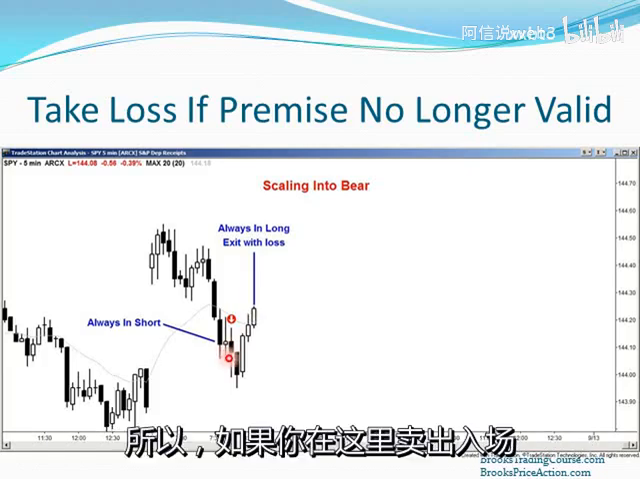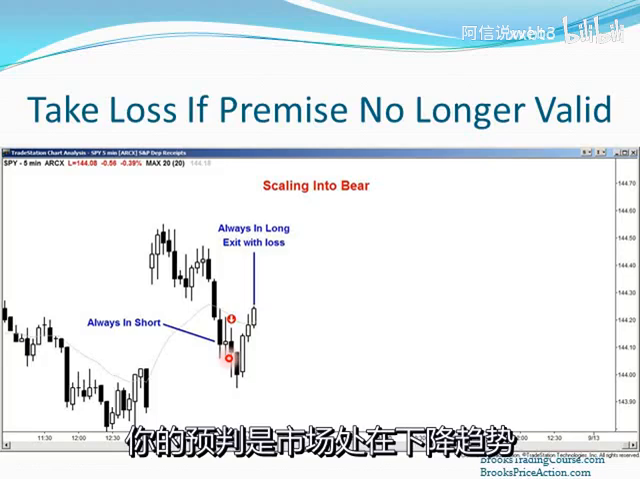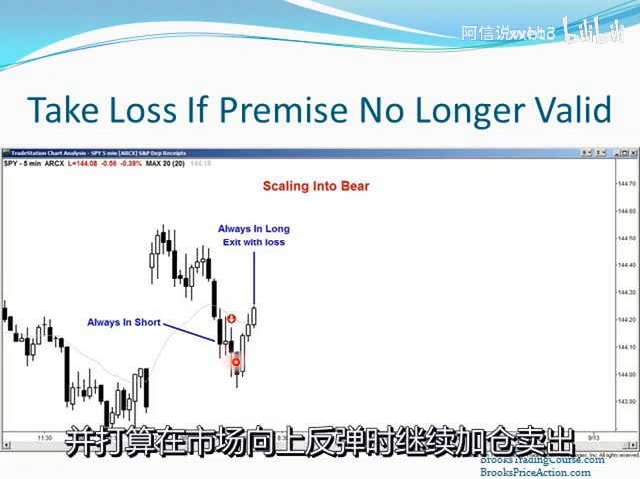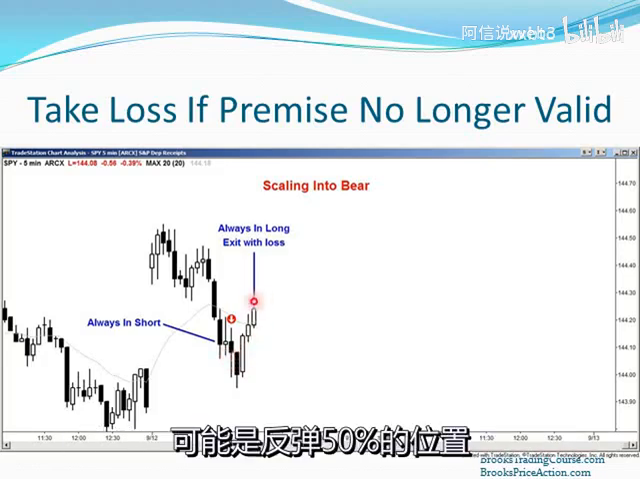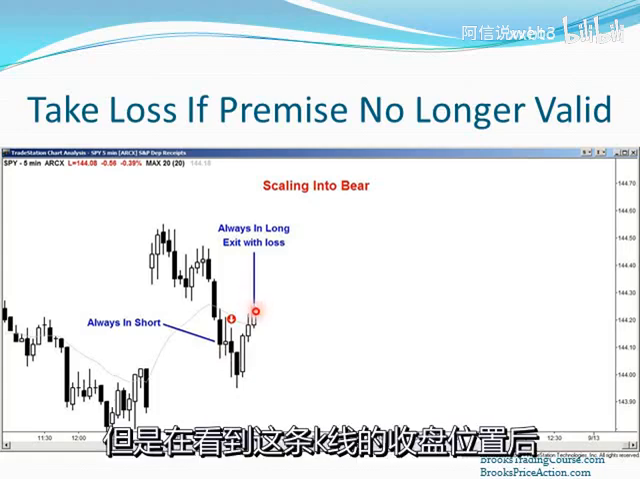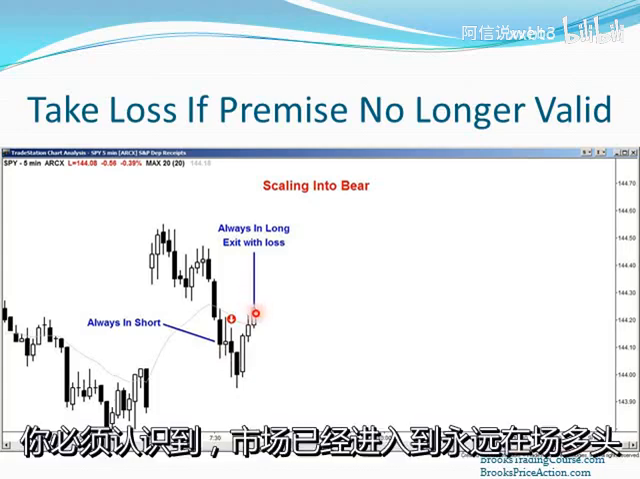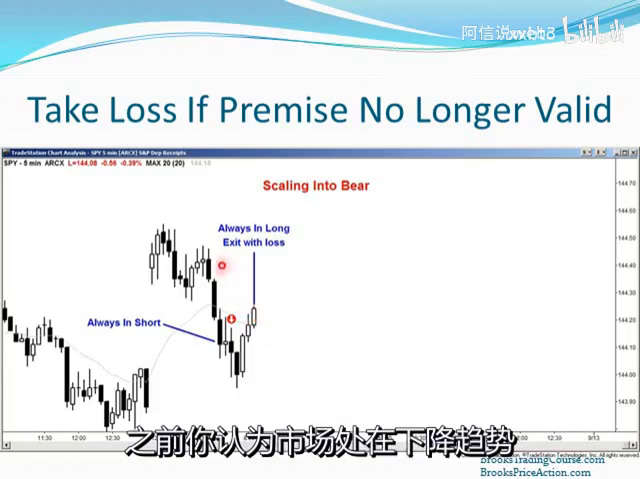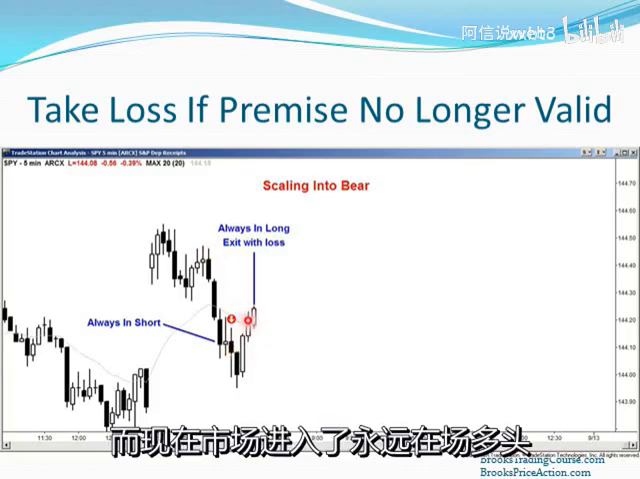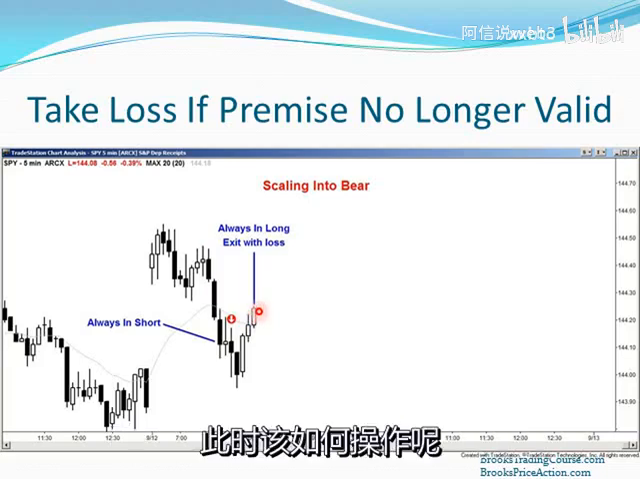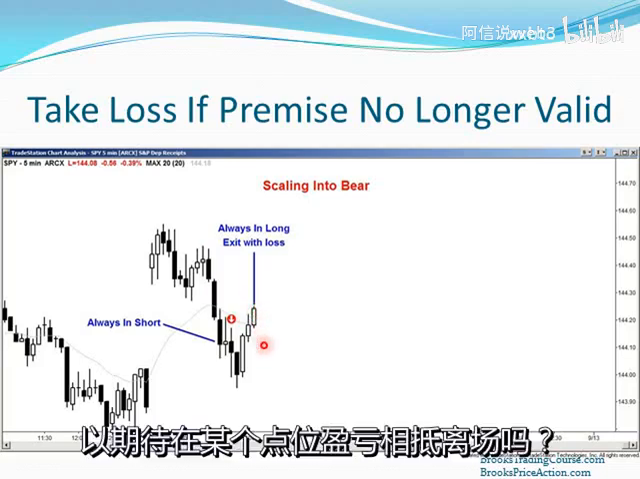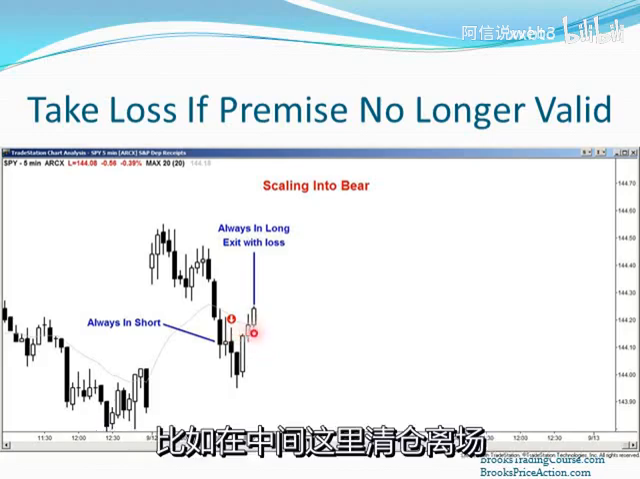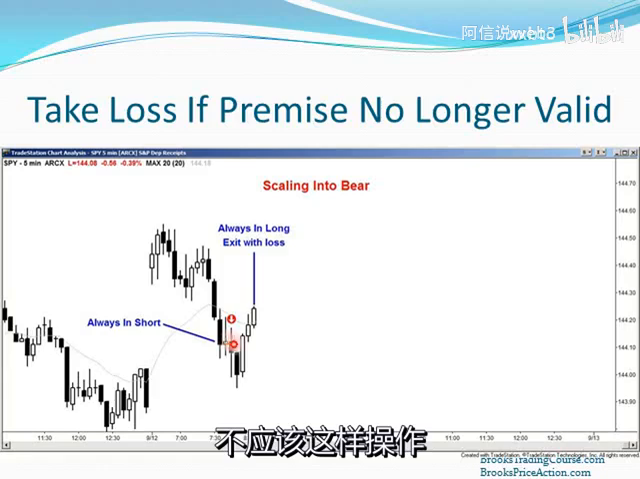So if you shorted here and your premise was that the market's in a bear trend and that you were going to scale in higher, maybe 50% pullback somewhere up in here, by the close of this bar, you'd have to conclude the market is always in long. So your original premise is wrong. You thought that you were in a bear trend, and now the market is always in long. So what do you do? Do you scale in and hope to break even on the entire position, maybe exiting somewhere in the middle of your 2 prices? No, that's not what you do.